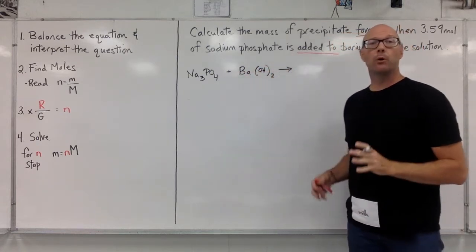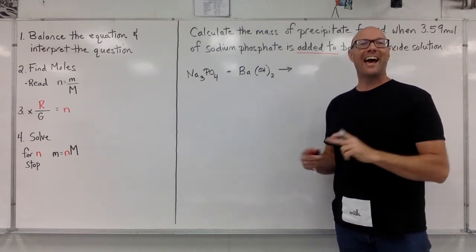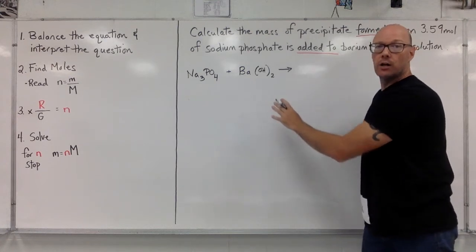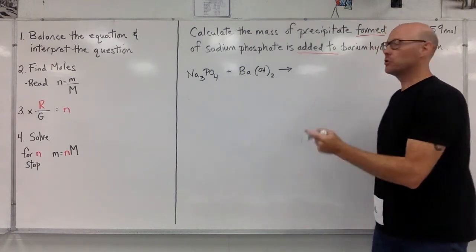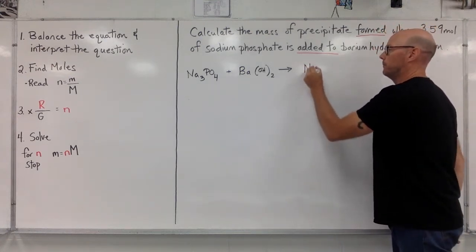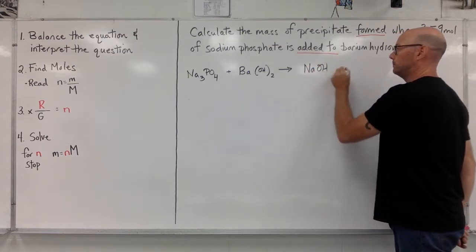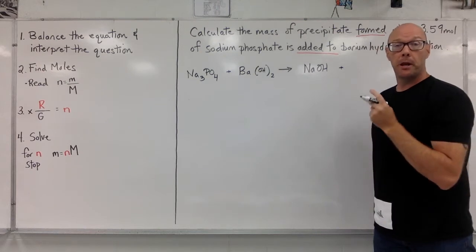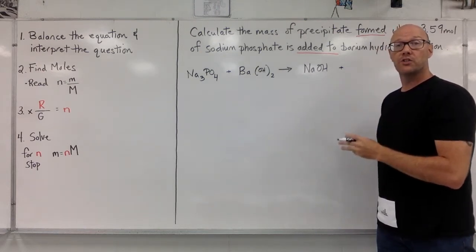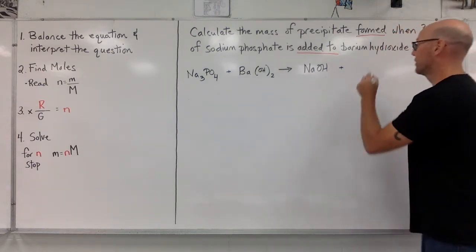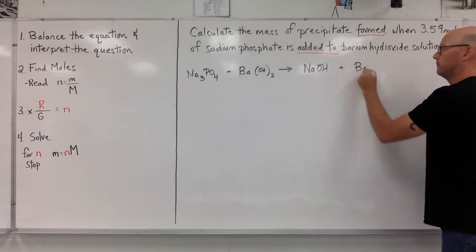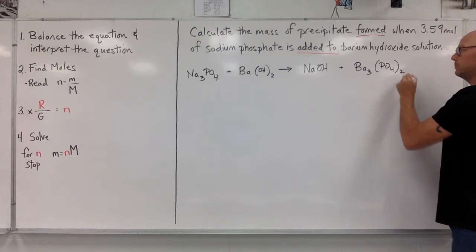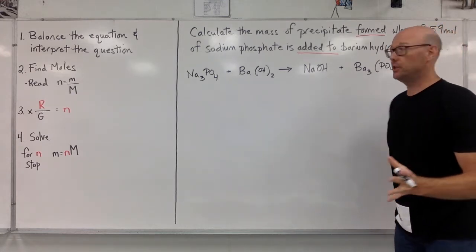Here we have a double replacement reaction. The cations exchange spots. The sodium is going to get together with the hydroxide. Sodium is a 1 plus, hydroxide is a 1 minus. Barium is going to get together with the phosphate. Barium is a 2 plus, phosphate is a 3 minus. Now we need to balance the equation.